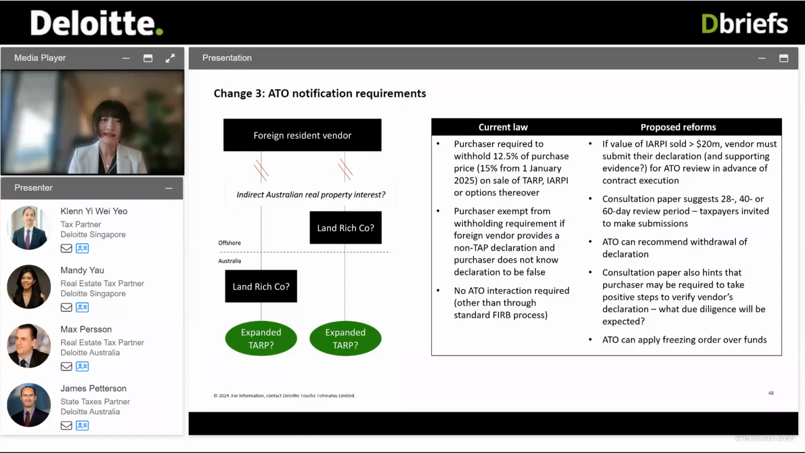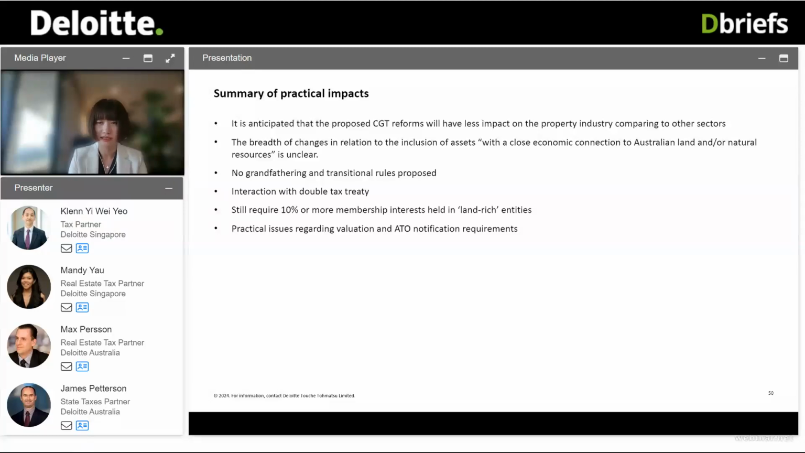Next slide. In the last slide, I've highlighted the key practical impacts. In summary, although the proposed changes are expected to have less impact on the property sector compared to the infrastructure and energy sector, there are still many uncertainties. A major concern is the broad new definition of real property. For instance, there is uncertainty about whether and to what extent certain intangible assets may be considered closely connected to Australian land and/or natural resources, potentially causing them to unintentionally fall under this expanded definition. Therefore, it's important for property sector players to stay alert and closely monitor these developments.